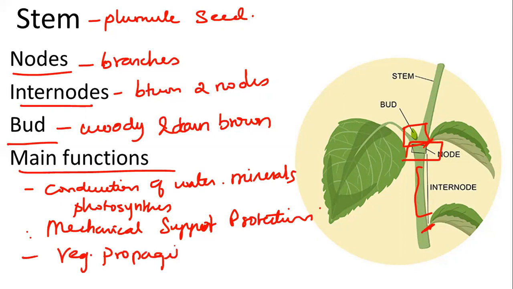That means any part of the plant can be recreated or replaced by another part. That type is called vegetative propagation.